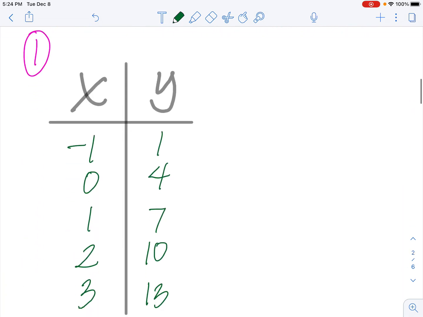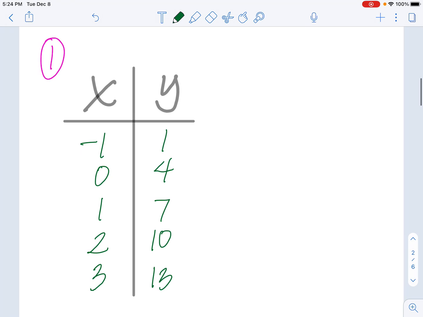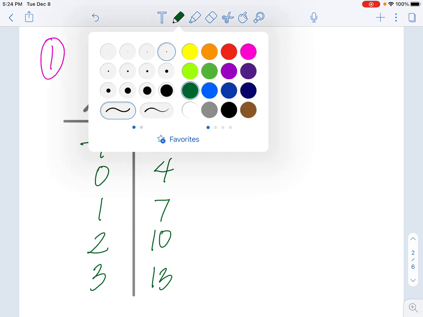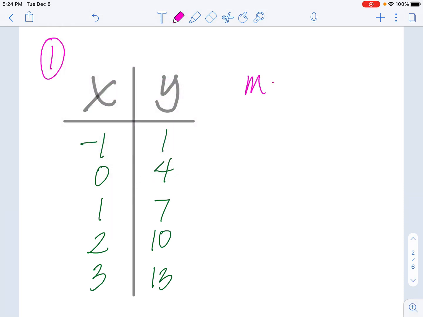Look at example number 1 with me here. Here's a table of values with x and y values. X values of -1, 0, 1, 2, and 3. Y values of 1, 4, 7, 10, and 13. Here's what I'd like you to write down next to this, to remind yourself that slope is how much does y change over how much does x change.